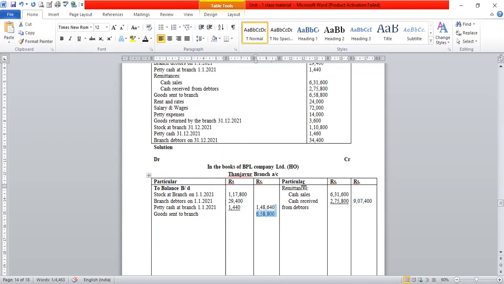6,58,800. Right. Okay. சரி, அடுத்தது the next, these 3 are the expenditures. இது மூணும் வந்துட்டு என்ன சொல்றாங்க? These are the expenditures. எதுக்கு? BPL company, the head office paying for everything. ரெண்ட் கொடுக்குறாங்க, salary and wages கொடுக்குறாங்க, petty expenses.